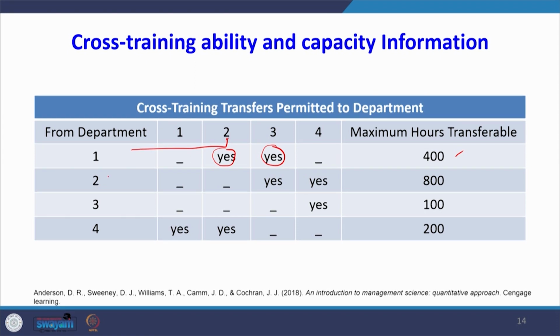Similarly, from department 2 there is a possibility of cross training and sending workforce to department 3. So, 2 to 3 is possible, 2 to 4 is possible. From the third department there is only one option, only 3 to 4 is possible. From the fourth department, 4 to 1 is possible, 4 to 2 is possible.